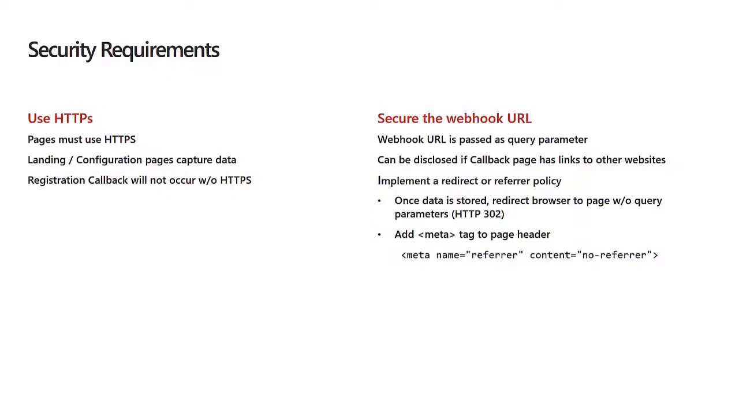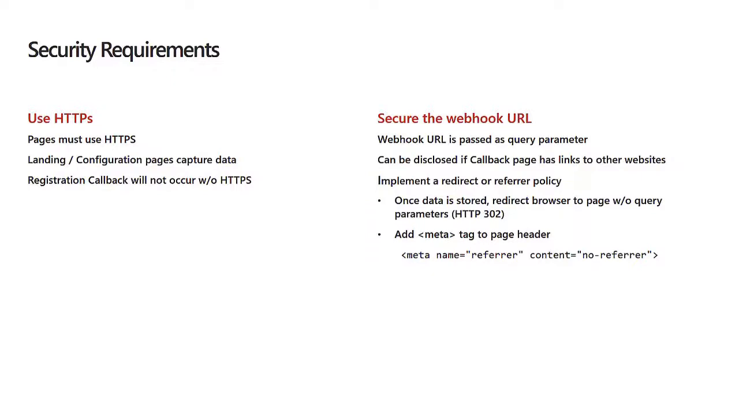In addition, that registration callback page is called with the webhook URL as a query parameter. Typically, your callback page would have links to your documentation or to your company website, and if users click on those, the callback page with its query string parameters would be included as a referring page to other pages. This disclosure really should not happen. The only party that should understand the webhook URL is your application that will be making the callbacks.